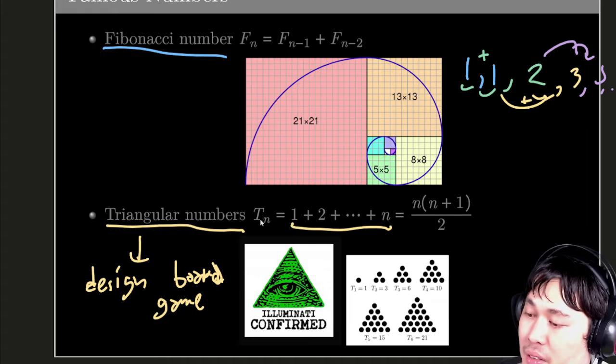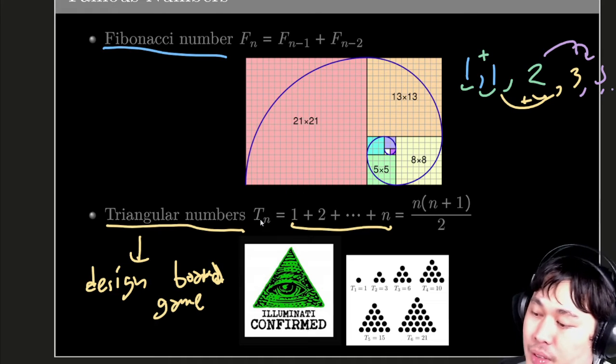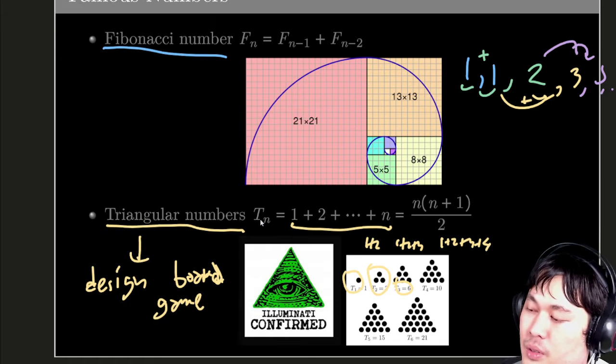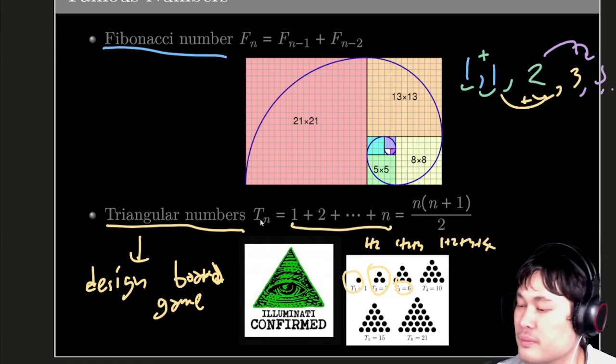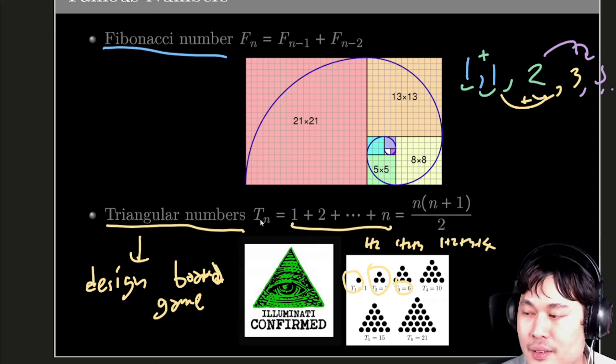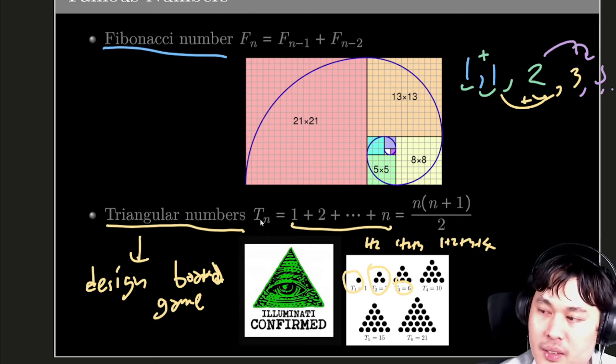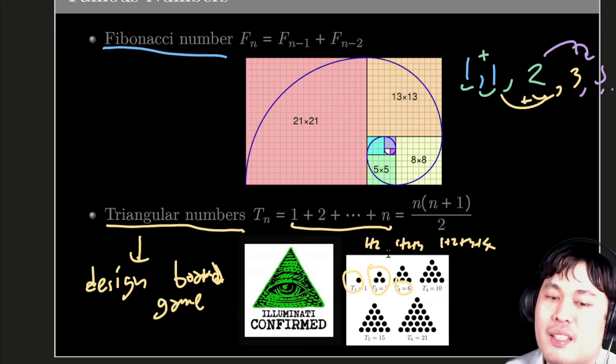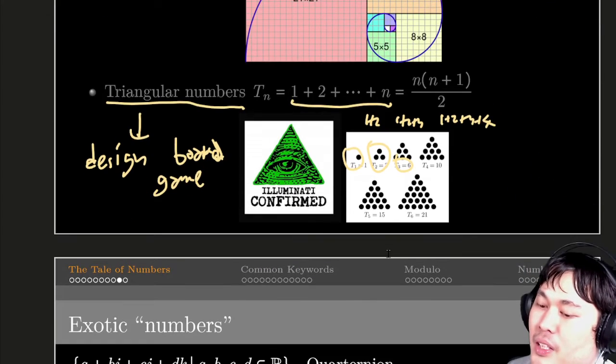So that's the sum of the first n numbers. T1 is just a single number. For T2, you get 1 plus 2, but for T3 you get 1 plus 2 plus 3. And for the fourth one you get 1 plus 2 plus 3 plus 4, and so on. Yeah, important or famous, or let's say useful numbers you might use at some point.